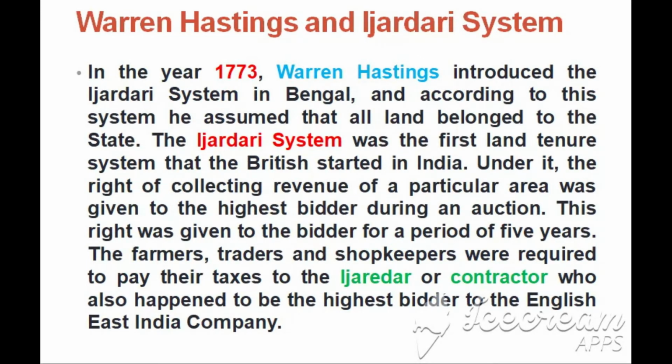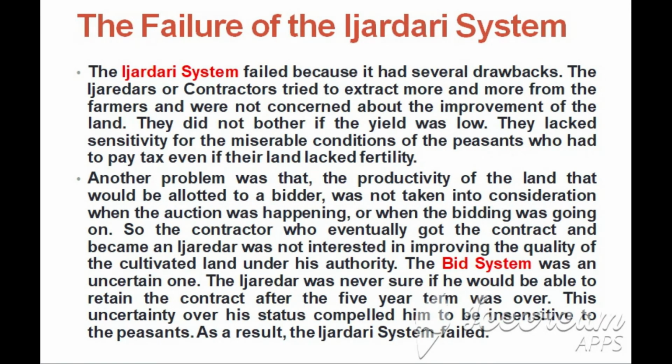The farmers, traders and shopkeepers were required to pay their taxes to the Ijardari or contractor, who also happened to be the highest bidder, to the English East India Company. The Ijardari system failed because it had several drawbacks.